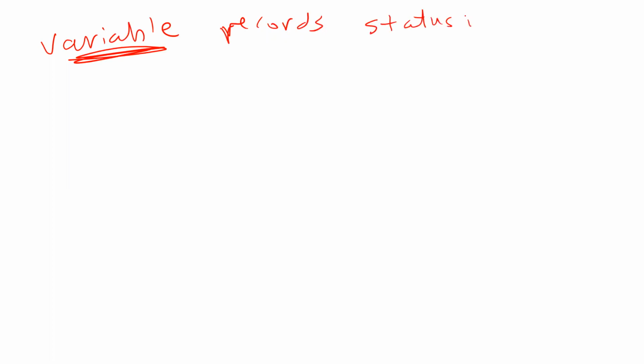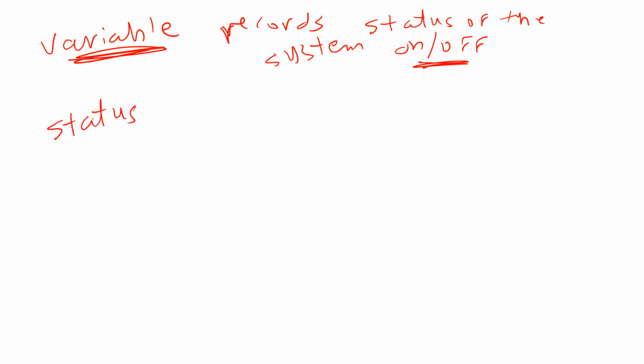Okay, so the idea here, guys, is the following. I have to use a variable. This variable should always record the status of the system, on or off. Is that okay, guys? So assume I'm going to call this variable, for example, status. Any name, just any name.